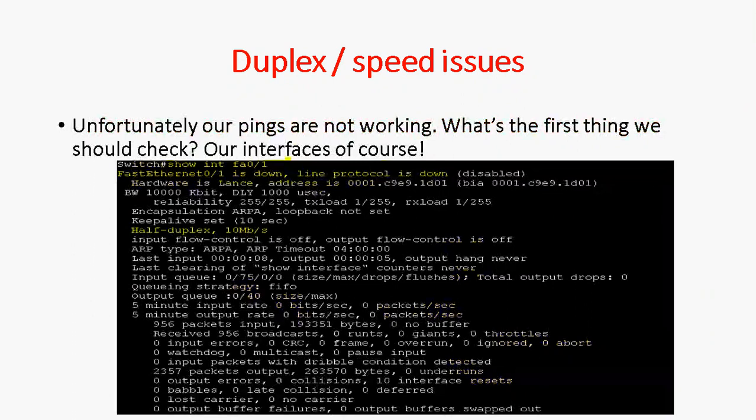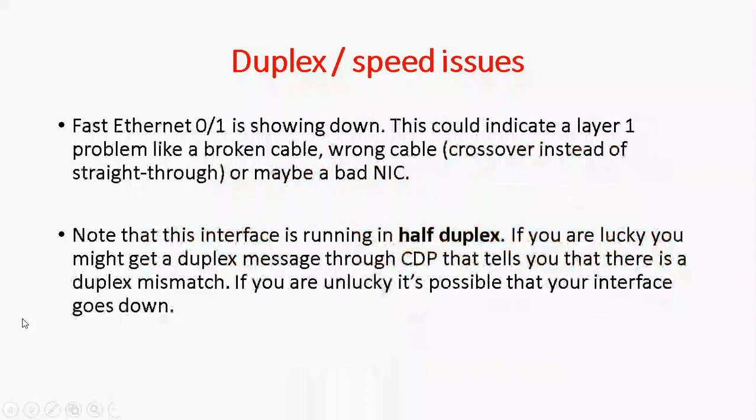From the switch we have to check the interface. On the switch, FA0/1 interface is connected to PC8 and FA0/2 interface is connected to PC9. So I am giving show interface FA0/1. Here it clearly shows the port is down and protocol is down, as well as off duplex. If the port is down, it definitely indicates a layer 1 problem like a broken cable or wrong cable, crossover instead of straight through, or maybe a bad network interface card. Note that this interface is running in off duplex.